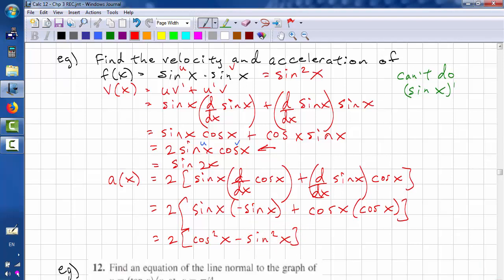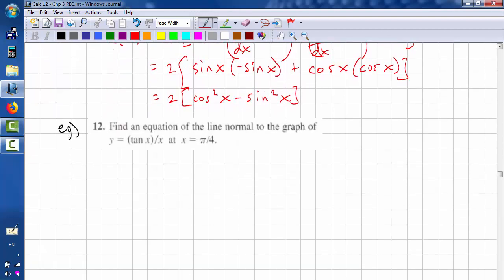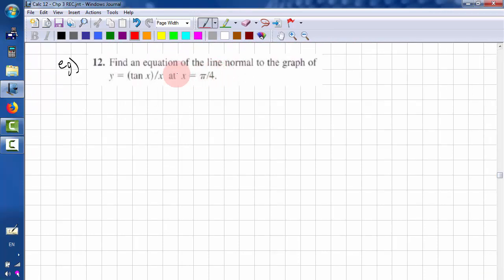Okay, last problem. Find an equation of the normal to the graph of y equals tan x over x at x equals pi over 4. So this is a quotient, so we have u over v and y prime equals u prime v minus u v prime over v squared.